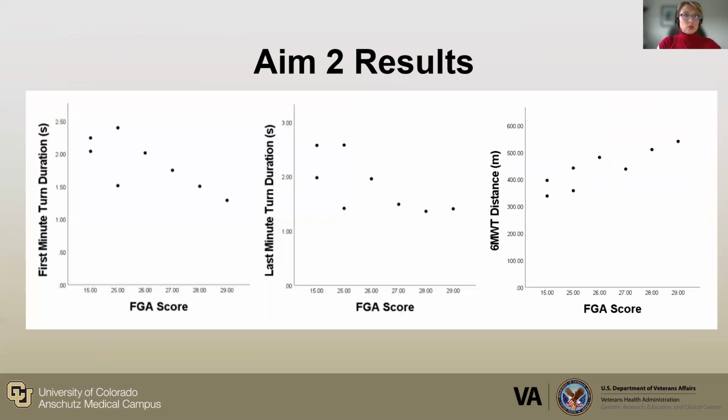When we look at our scatter plots, what we can see here are comparisons from some of our spatial temporal metrics and the FGA scores. Specifically, you'll see that shorter turn duration during the first and last minute of the 6-minute walk test trended with higher FGA scores. And this was surprising given that only 1 of the 10 FGA items evaluates turning. And additionally, longer 6-minute walk test distance trended with higher FGA scores. These trends suggest that turning performance and 6-minute walk test distance may be related to other domains of balance evaluated by the FGA, such as change in walking speed or tandem walking.